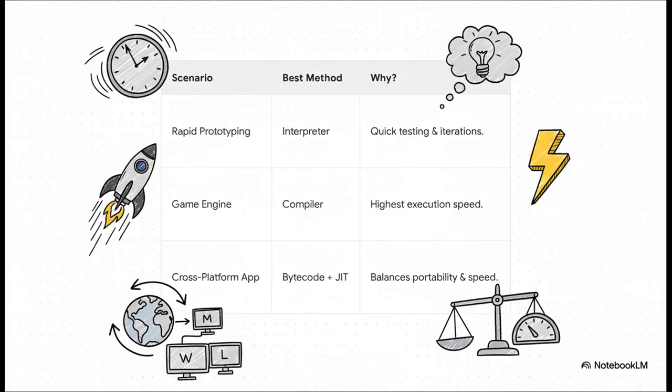Let's make this super practical. If you're building a quick app prototype and need to make changes fast, an interpreter is your best friend. That immediate feedback is everything. But if you're building a high-speed game engine where every frame counts, you have to go with a compiler for that raw performance. And what about a big corporate app that has to run on everyone's computer, Windows, Mac, Linux? That's the sweet spot for the bytecode and JIT combo. It gives you that perfect blend of write once, run anywhere portability with seriously optimized performance.